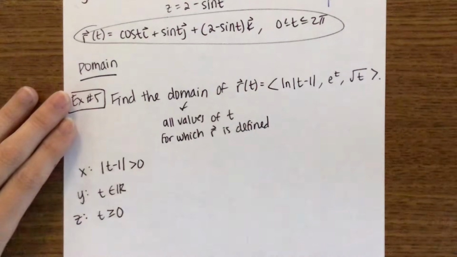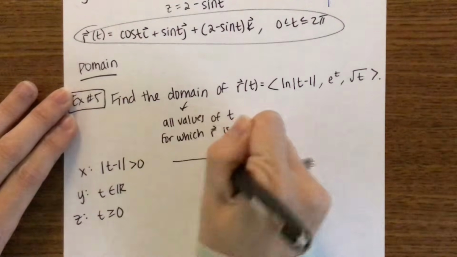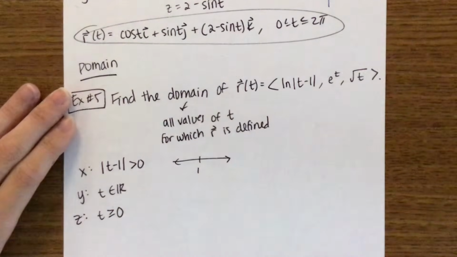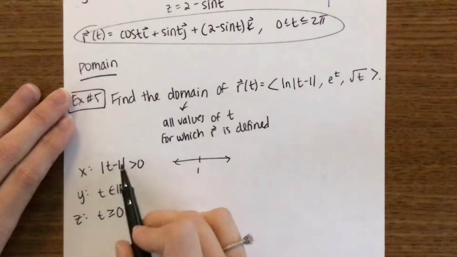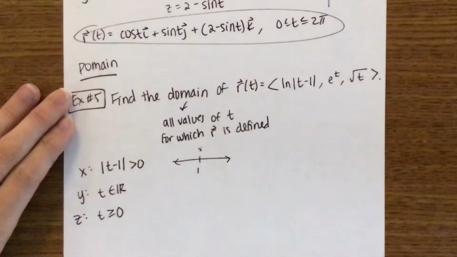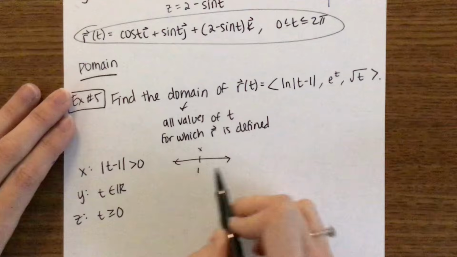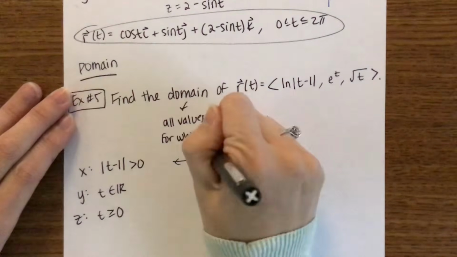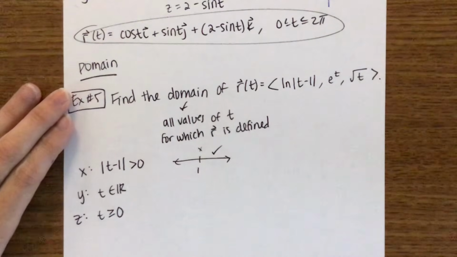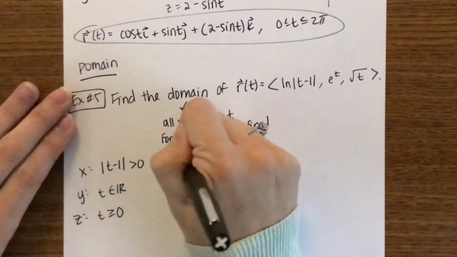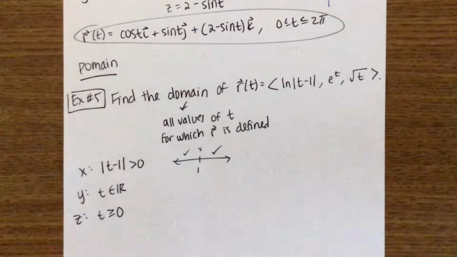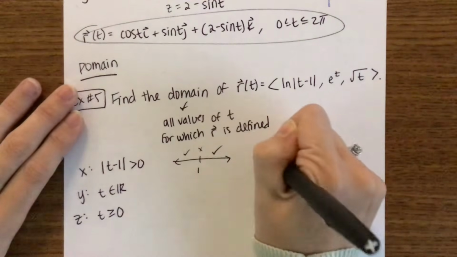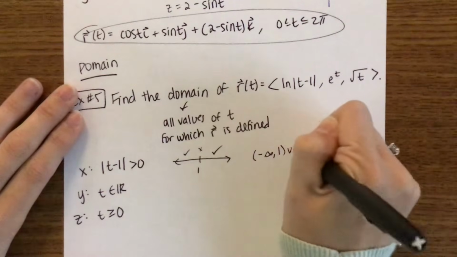When are we going to be equal to 0? Let's consider that: when t equals 1. So this is what I would do, I would consider a number line. When t equals 1, we get 0, which we don't want. When t is greater than 1, is that part of our domain? Yes. When t is less than 1, is that part of our domain? Yes. So any number is okay except t equals 1. The domain here is negative infinity to 1, union 1 to infinity.